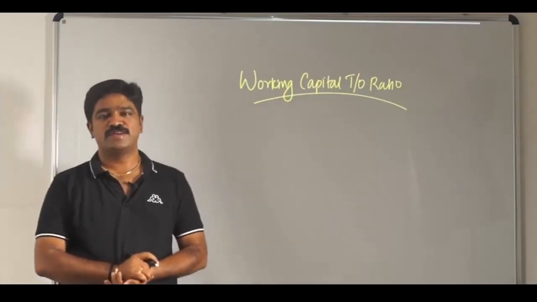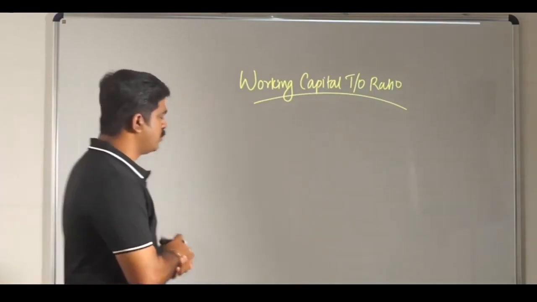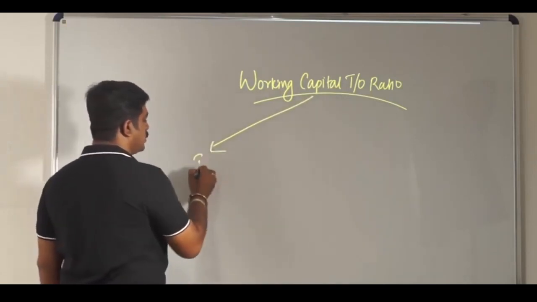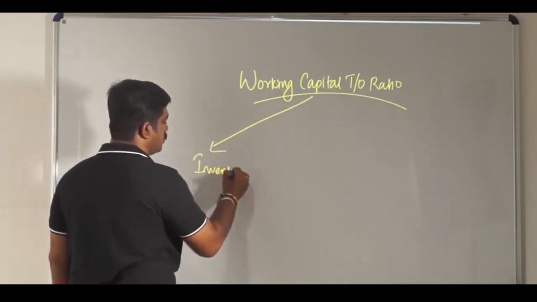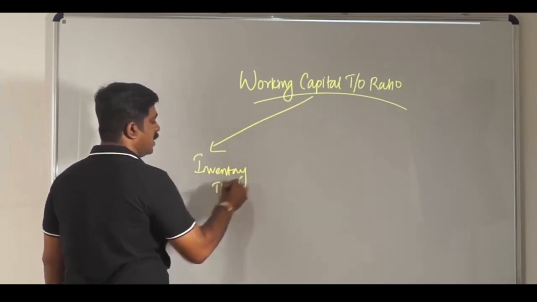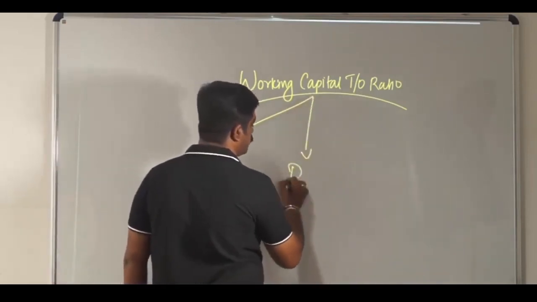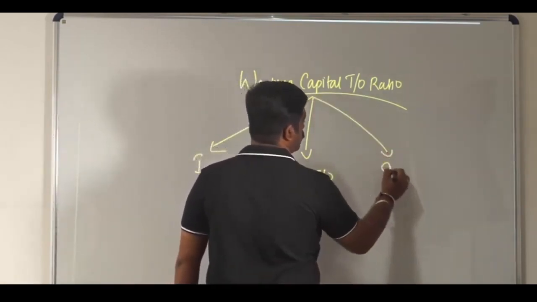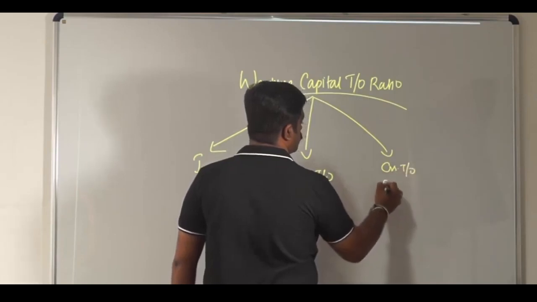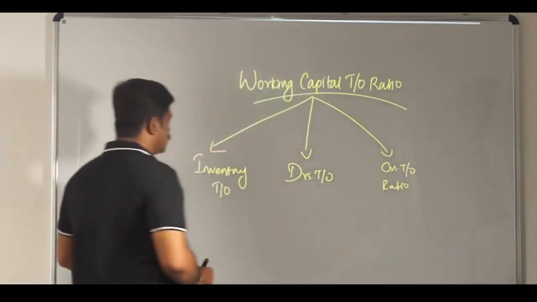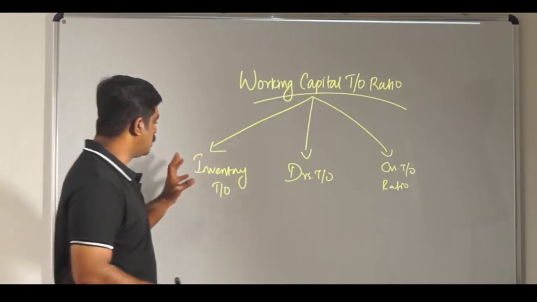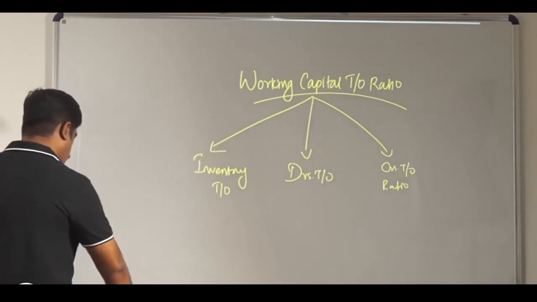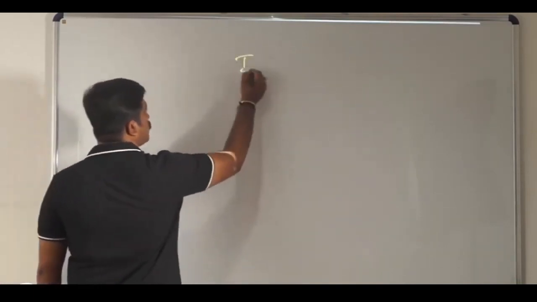Let's move on to the next set of turnover ratios, that is working capital turnover ratios. As already indicated, we have 3 ratios in this. Number 1 is inventory turnover ratio. Then we have debtors turnover ratio and creditors turnover ratio. So in this session, let's see how to find out inventory turnover ratio, debtors and creditors, all the 3. To start with, inventory turnover ratio.